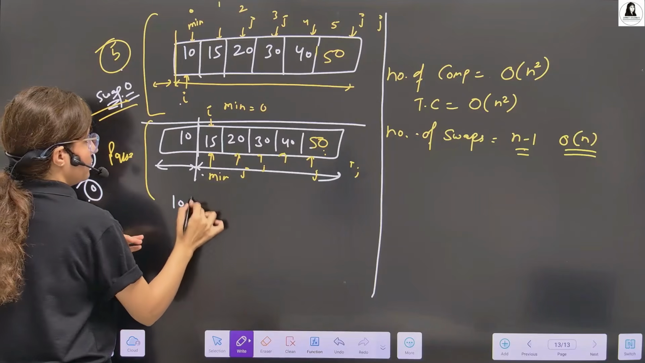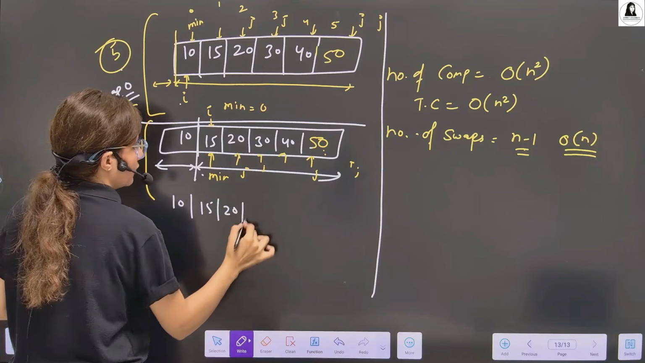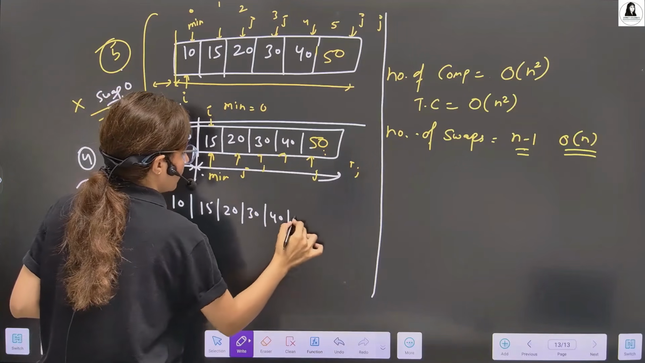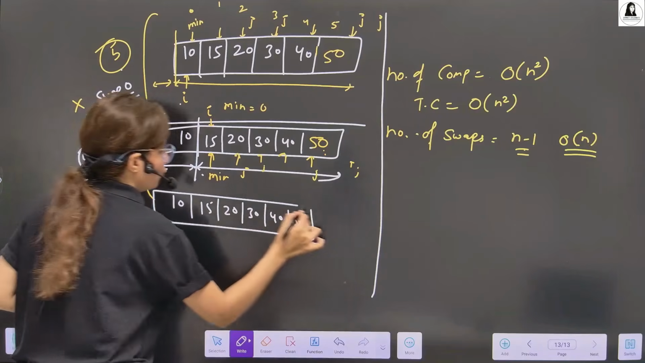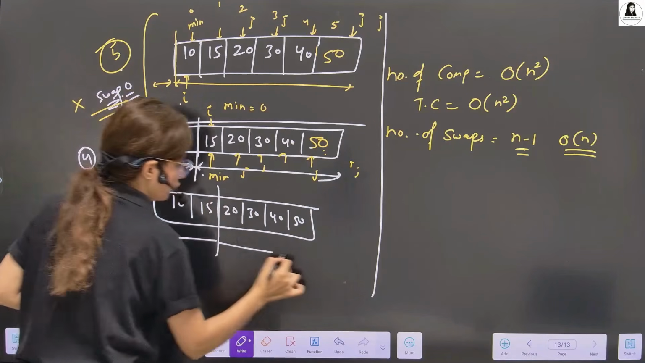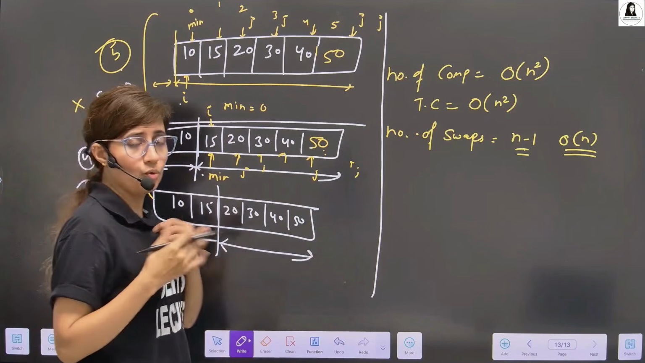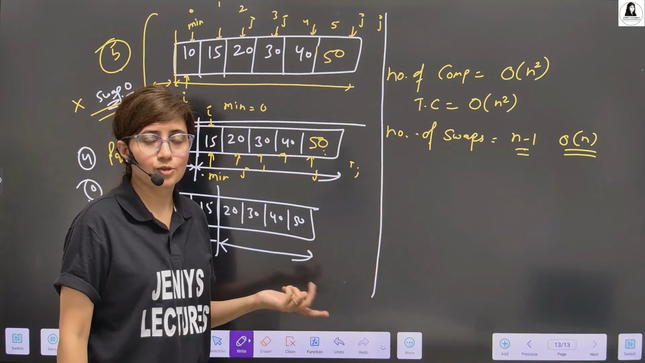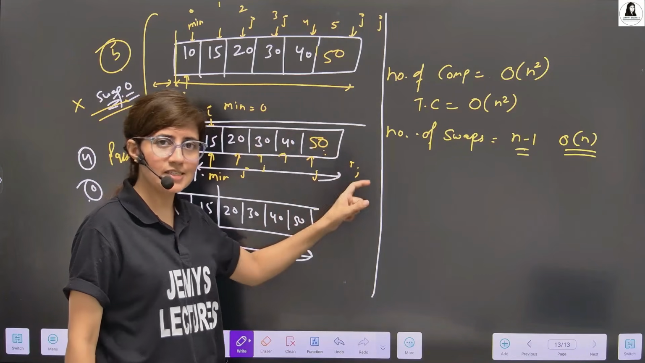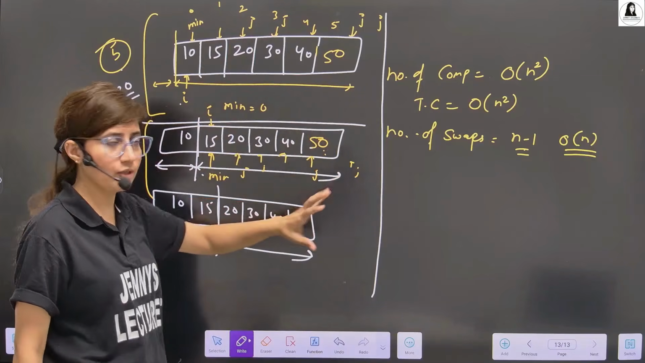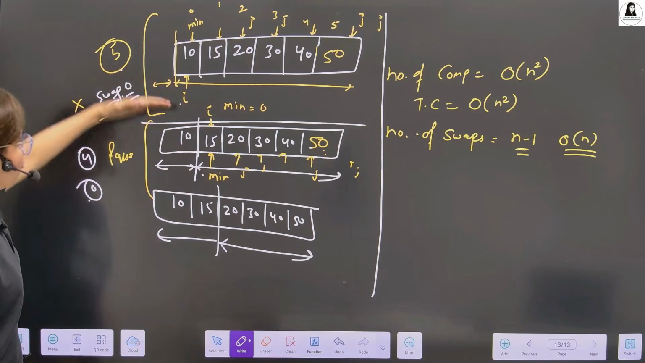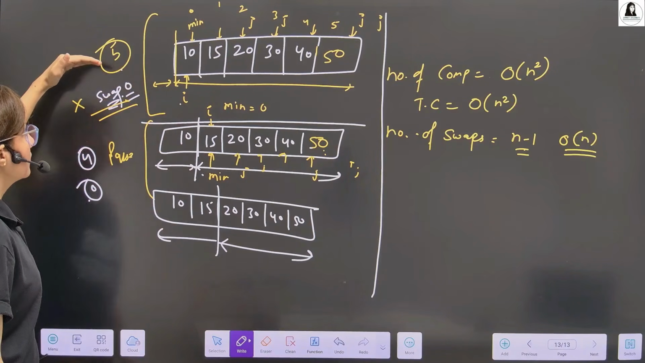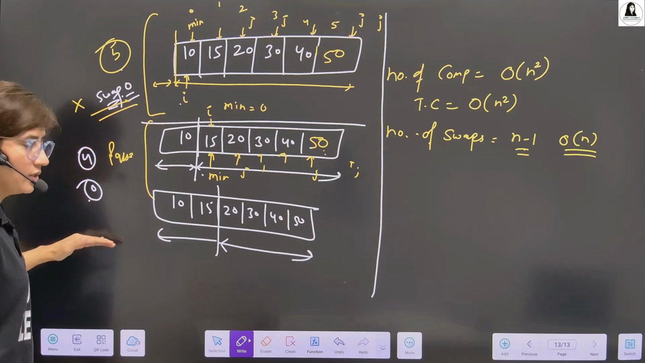After that, the array becomes 15, 20, 30, 40, and 50. So after pass 2, this is my sorted part and this is my unsorted part. But still we don't know whether it's already sorted or not. So in the best case, even if the array is already sorted, you require 5 passes: in the first pass, comparison 5, then 4, then 3, then 2, then 1.